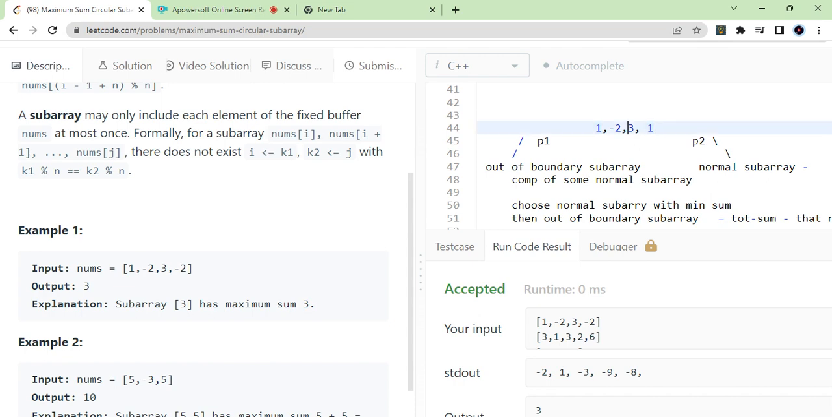Otherwise the answer for this would be 4. But yeah, the answer for this is still 4. Okay, but this is the thing, you cannot take a subarray greater than length n.